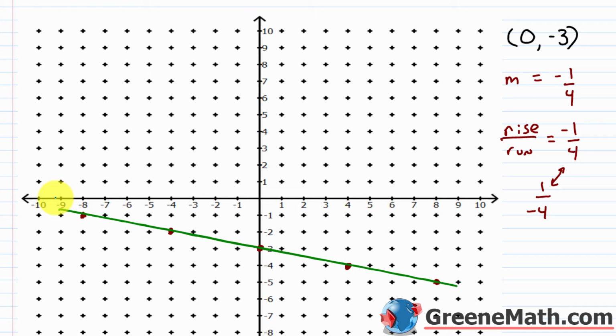Okay, so now we'll put some arrows at each end. And so this is the equation: y is equal to -1/4 x minus 3. And let's test some of these points, just in case you don't believe me. So let's test this point right here, which is (4, -4).